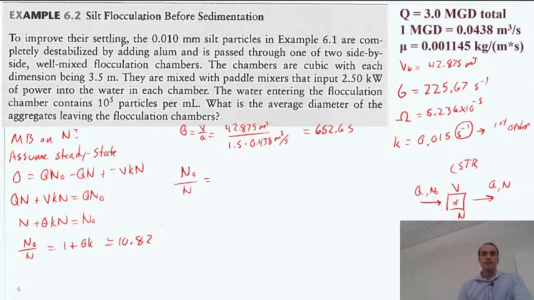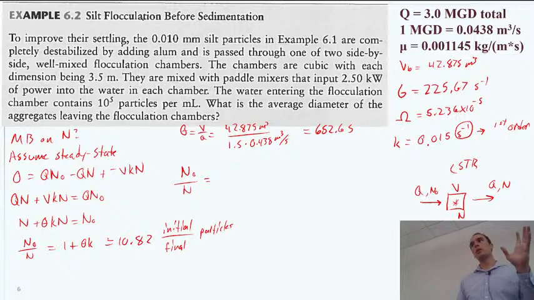We could write this, and it might help to write this as if it had units. This would be initial over final particles. Okay, from there, give it a moment to see if you can solve the final question about the diameter. How would you do that?